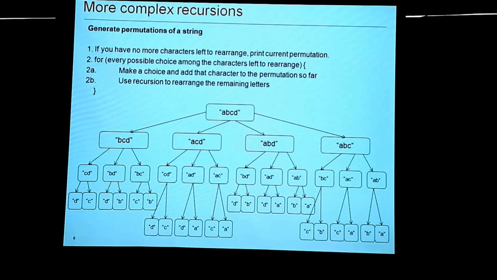So how do we do the recursion here? If you have no more characters left to rearrange, that's the base case. You have permuted all possible 4 characters, for example in this case, then you print the permutation. And the recursion goes like this. For every possible choice of character, you take that character and permute the rest of the string.